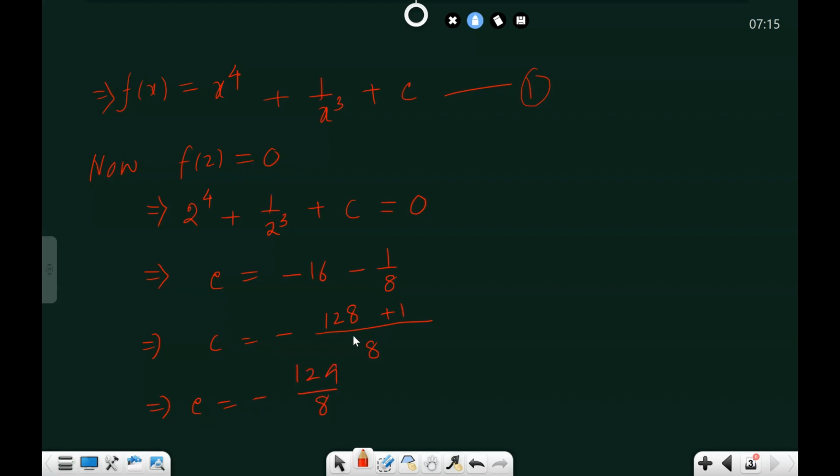This is our c. Now come to equation number 1. Use this value of c here. So equation 1 implies f(x) is equal to x power 4 plus 1 by x cube minus 129 by 8, and this completes the solution of the problem. This is a very important problem, you see.